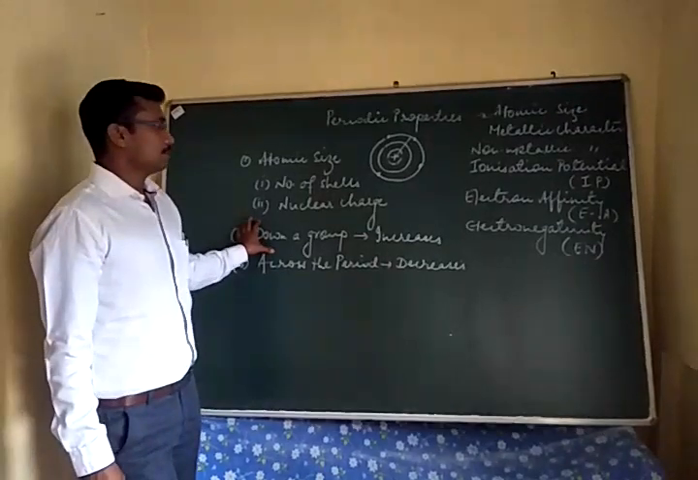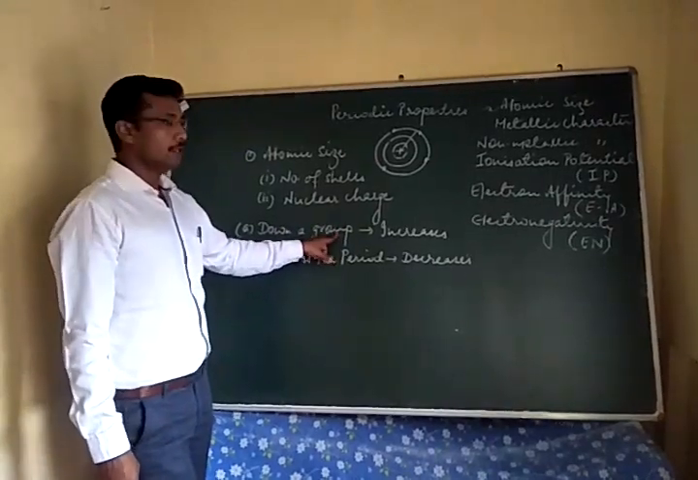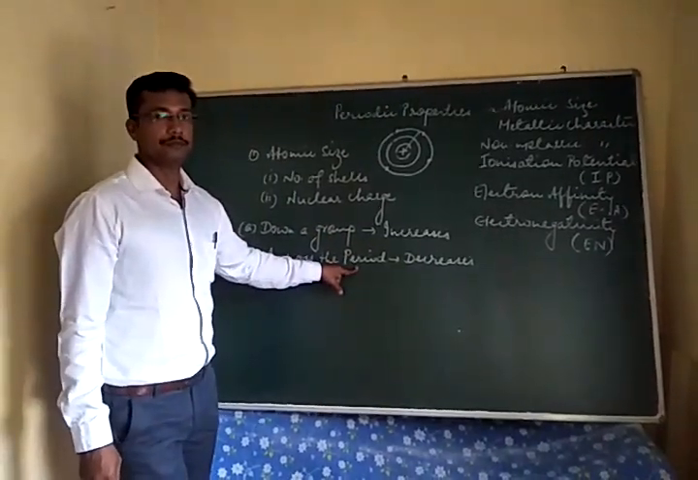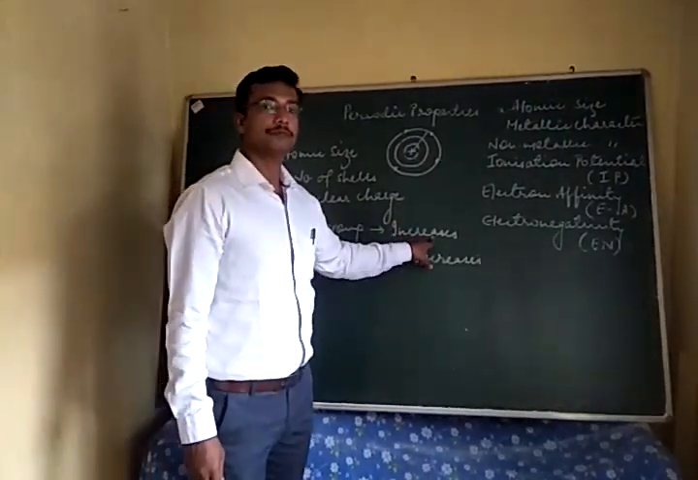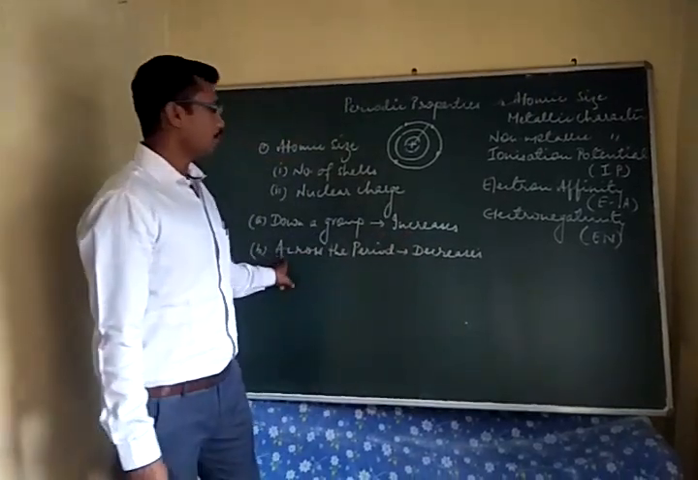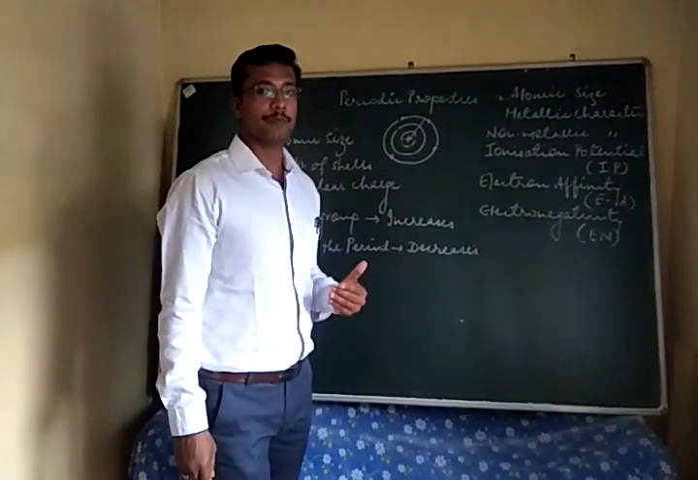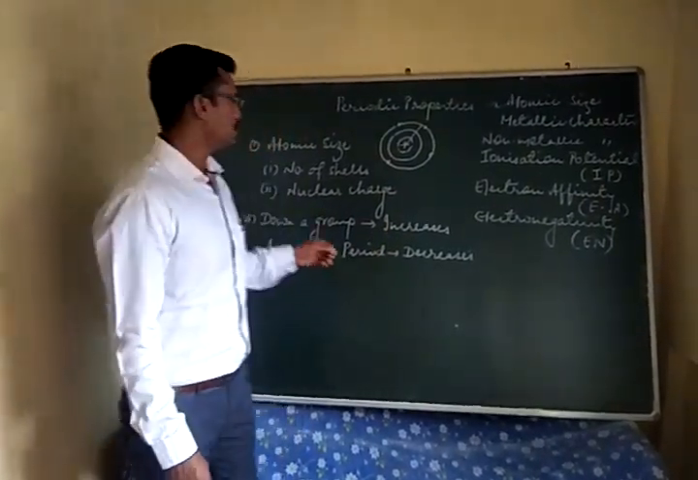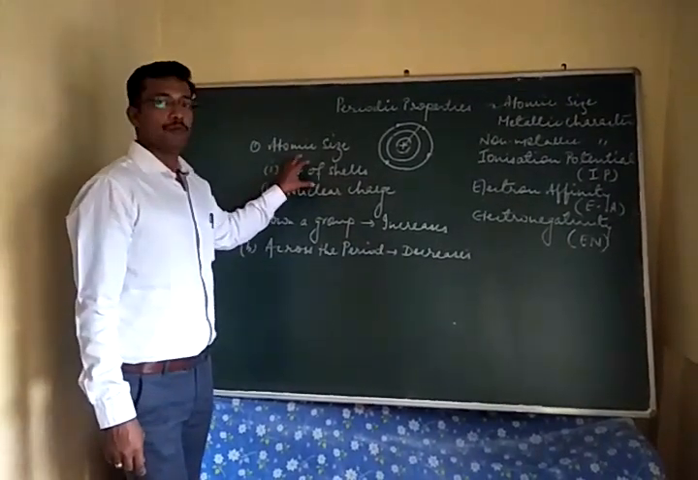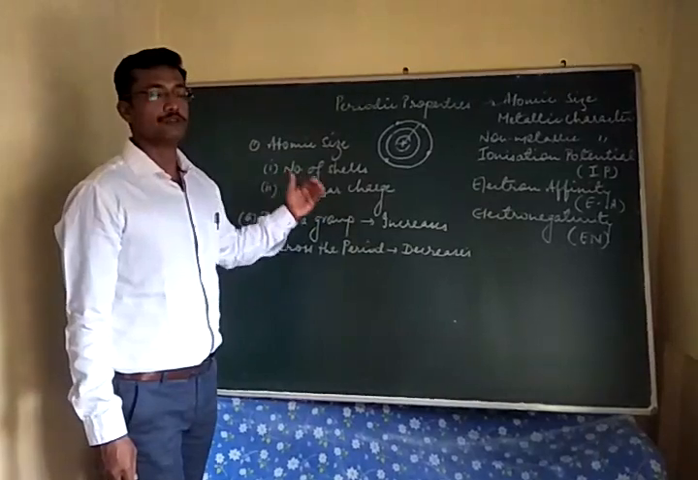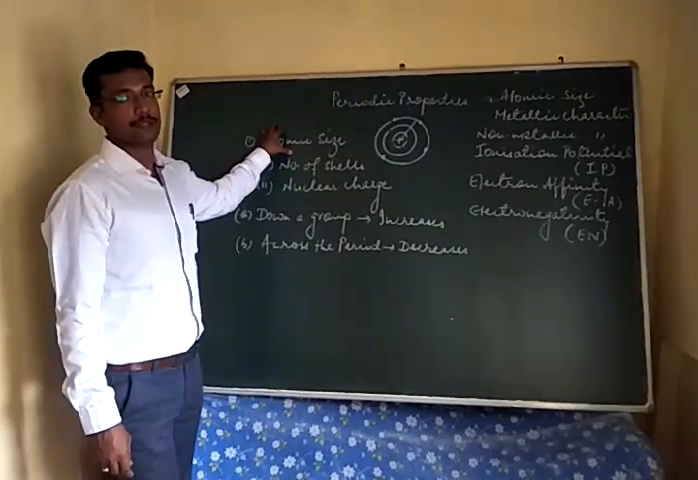So here we have the variation of atomic size on moving down the group and on moving across the period. Moving down the group, the atomic size increases, and moving across the period, the atomic size decreases. How this increase and decrease take place, as I told you, these are the two factors that are going to affect it. So let us see what roles these two factors are going to play in deciding the atomic size of an atom.